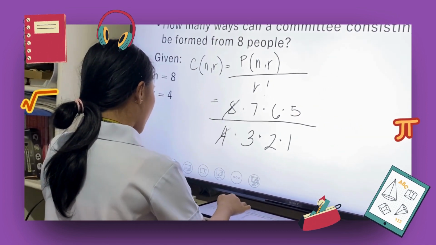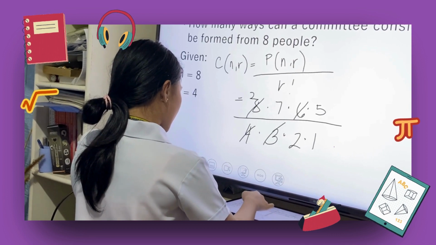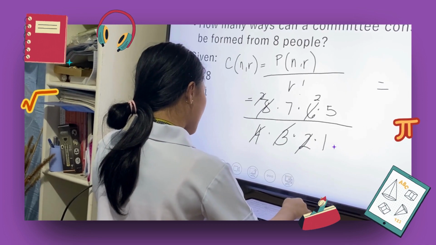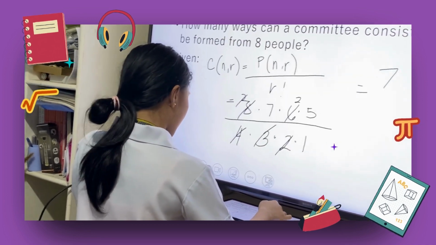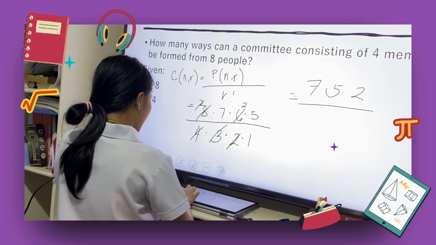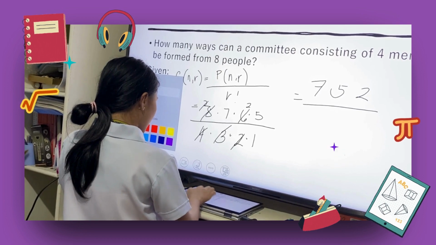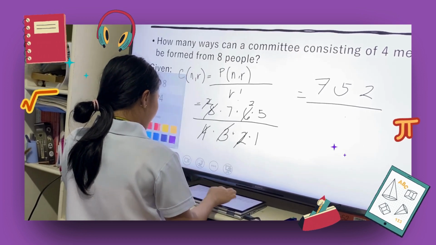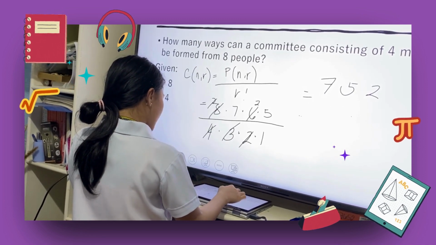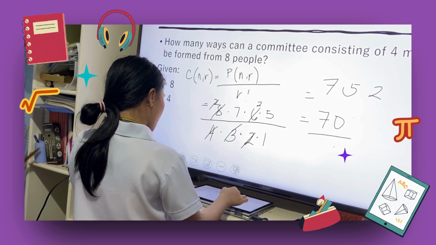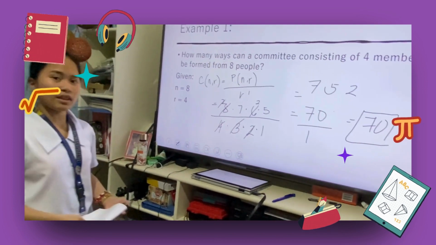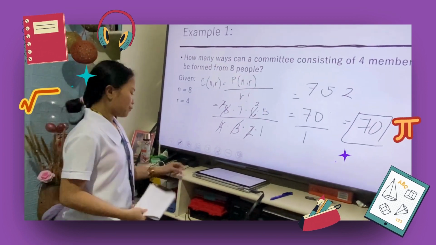8 and 4, same thing. Remove this and then this. The remaining numbers are 7, 5, 2. Oh wait, it's over 1. So we need to multiply these first. It's equal to 70. So 70 over 1 is equal to 70. So you see, it's basically the same but with a little twist in the end.